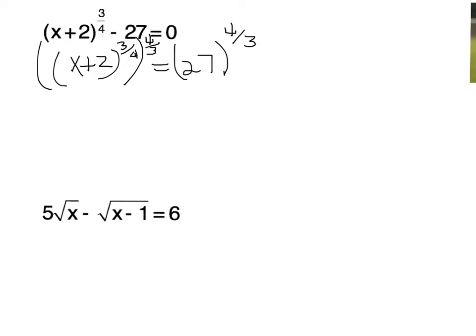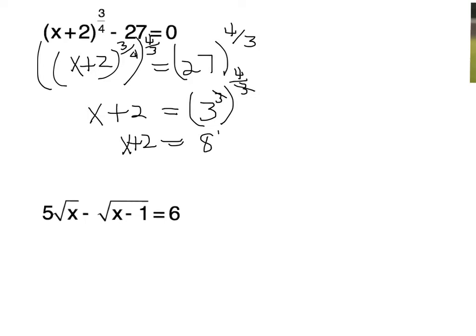If I raise this to the 4/3, this will become 1 over here. This will just become x plus 2 to the first power. And over here I have 27 to the 4/3, and I'm going to use a little magic, because I know that 3 cubed is 27, so I'm going to change that to 3 cubed. Then when I raise a power to a power, I multiply those, and now I have 3 to the 4th. And 3 to the 4th is 81. So x is going to be equal to 79. And there I have that. I should check my answer, but I'm going to make this video quick, so I'm not going to do that right now. You guys can do that.